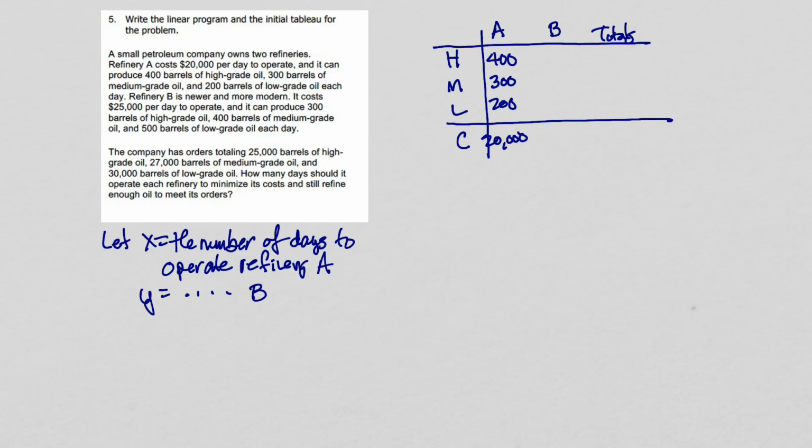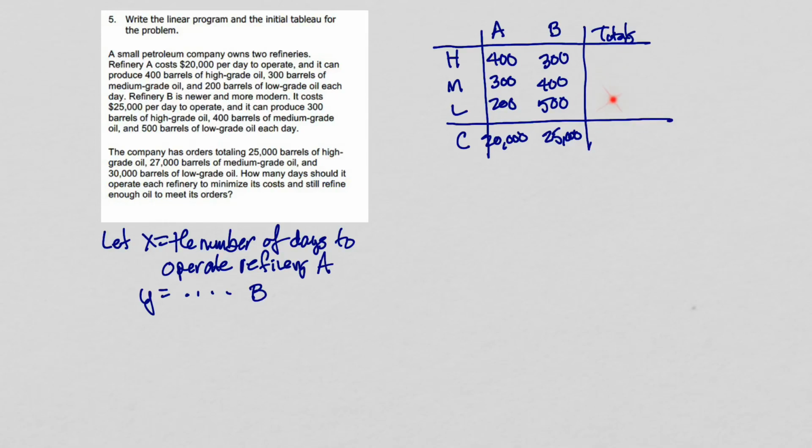Now, refinery B, let's go to B. Here's B. All right, it's newer, more modern, so it costs $25,000 a day to operate. So let's put our $25,000 over here. And what else do we have? Let's see. B can produce 300 of high grade, 300, 400, and 500. So let's put those in. So 300 high grades. Okay, 300, 400, and 500.